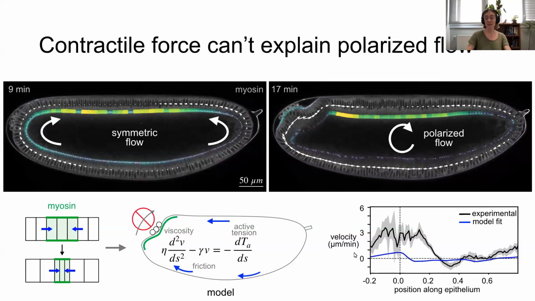And that's because this model, if you average it around a closed loop, will always give you zero average flow. There's no term in this model that could give you a flow that has some polarity. So then we decided to go in experimentally and try to knock out a bunch of different features of the embryo to see what we could do to remove this polarized flow.